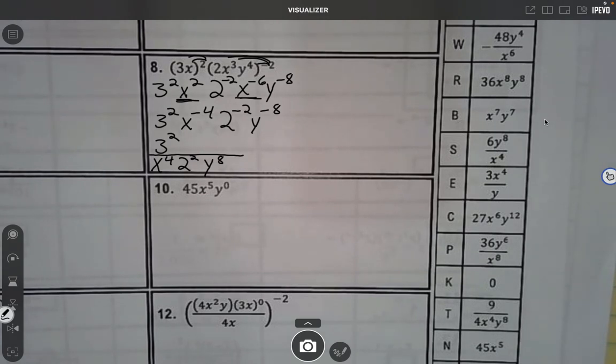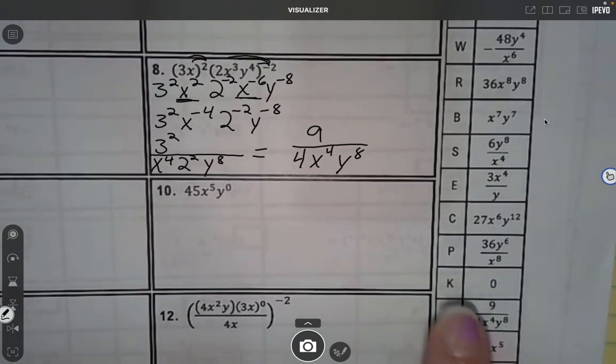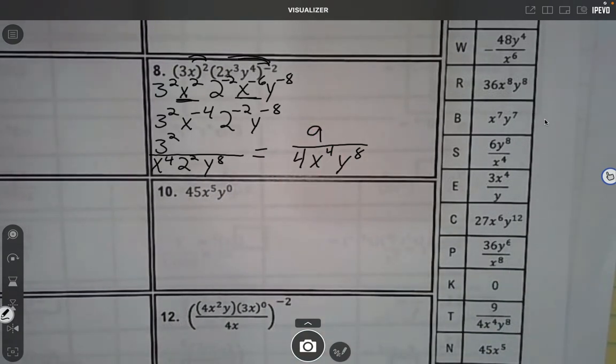All right. Then, what is 3 squared? It's 9. And what's 2 squared down here? What is 2 times 2? 4. X to the 4th. Y to the 8th. Do we see that answer over there? What letter is that? T. T. So I know for any of them at the bottom that have a number 8, I'm going to put T. Is everybody good with number 8? Are we remembering all this? Okay. Can I erase?